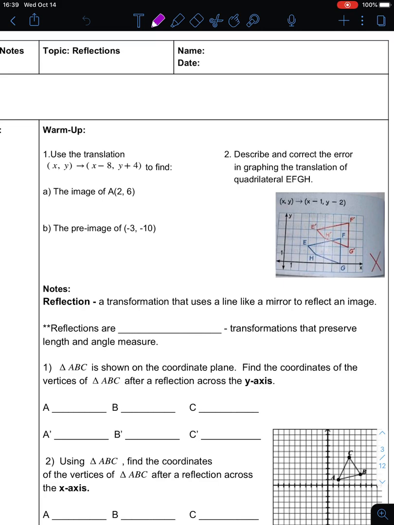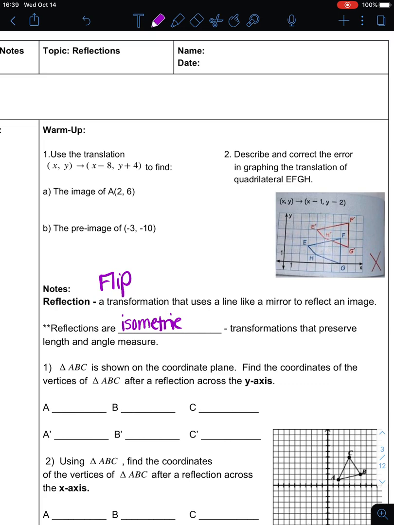Reflection is a transformation that uses a line like a mirror to reflect an image. So, like translations slide, reflections flip, and they flip over a line. In our case, we're going to focus on reflections that flip over an axis, the x-axis or the y-axis. If you remember, reflections are also isometries.